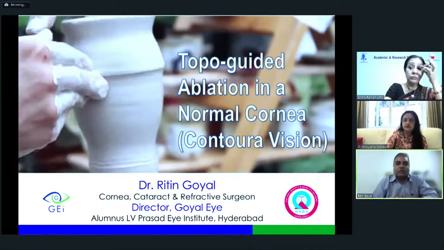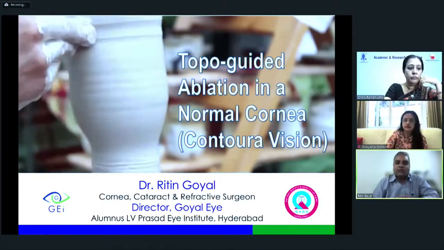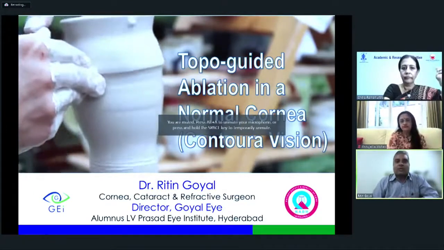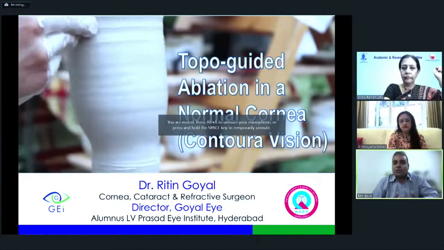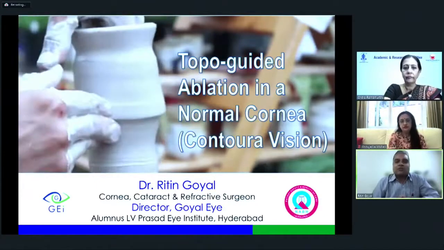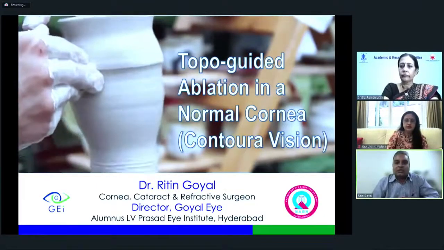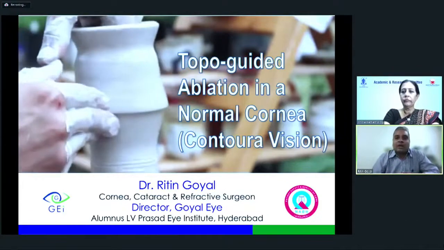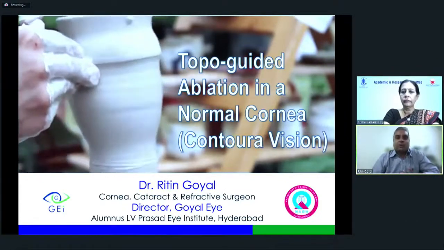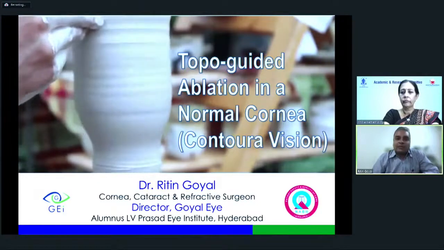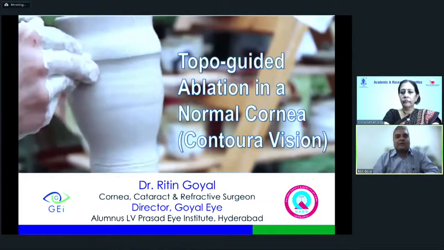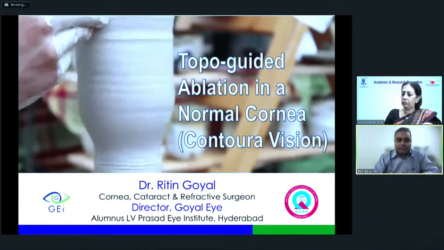I'm going to talk about topography guided ablation in a normal cornea. In the current age, we are doing a lot of refractive surgery. Everyone's doing a lot of refractive surgery in the OPD. I'm sure all your patients are asking about Contoura Vision. Contoura Vision is essentially Alcon's name for topography guided ablation in a normal cornea. And in this presentation I'm going to talk about how I do the planning for these procedures.